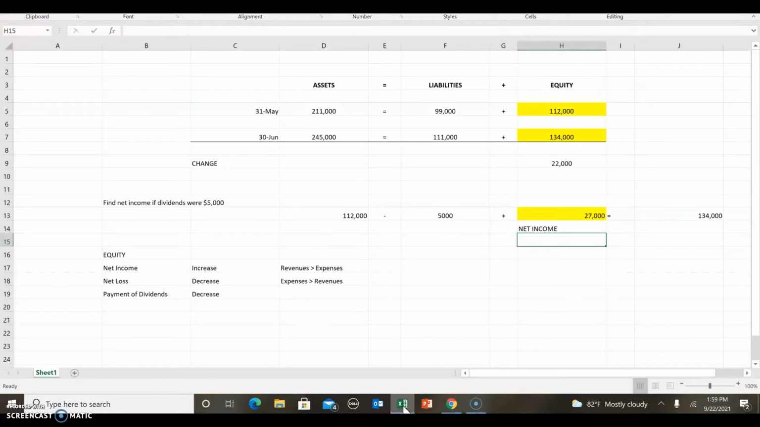Oops, I lost the screen for a second. So we know beginning equity less dividends plus net income or loss is equal to ending equity. So we plugged in this value. We solved for net income or net loss. So, set it equal to X, right? So by doing that, 112,000 minus 5,000 plus what number will yield us 134? The answer is 27,000. That's net income.